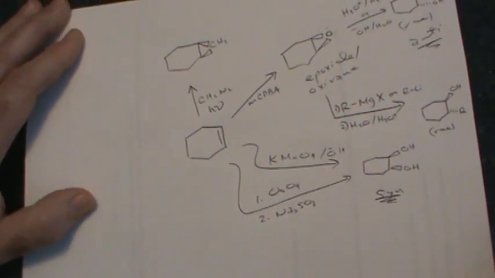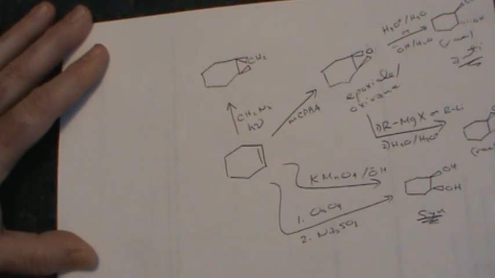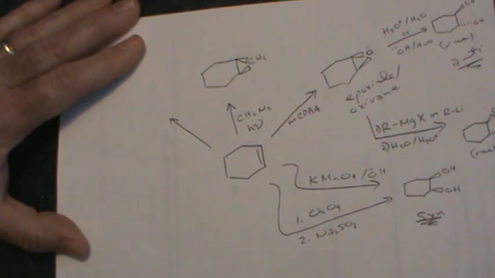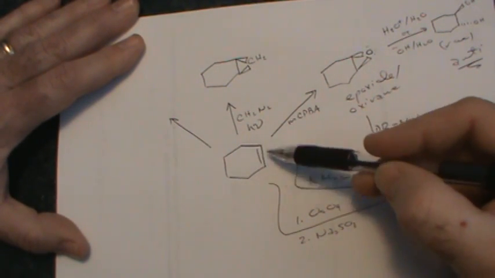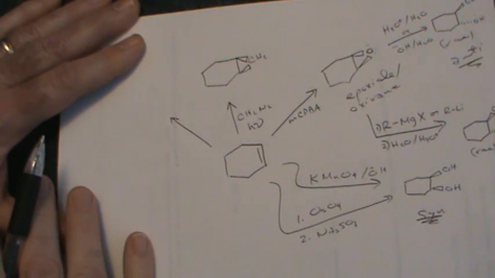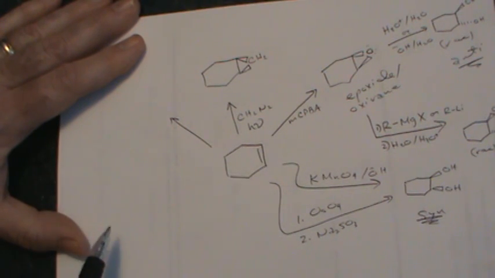Alright, let's go on to some other reactions. How about if we just try a Markovnikov hydration? Now in this particular case, our alkene is evenly substituted. Both carbons of the alkene are secondary. So although we're going to perform a Markovnikov hydration, it doesn't really matter which carbon gets the hydrogen and which carbon gets the OH. They're both secondary.